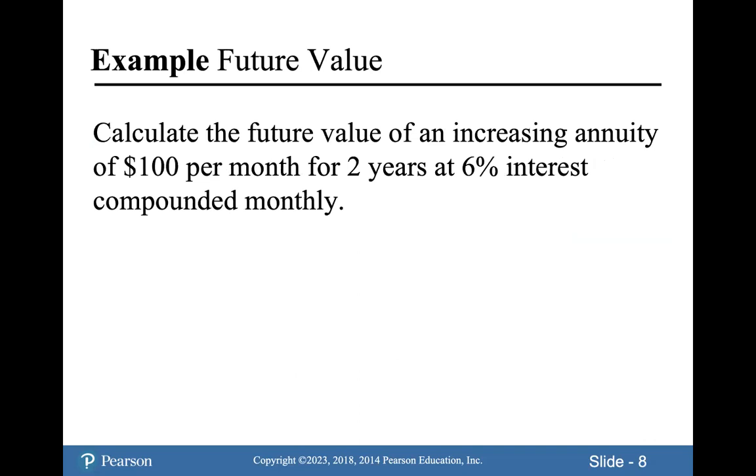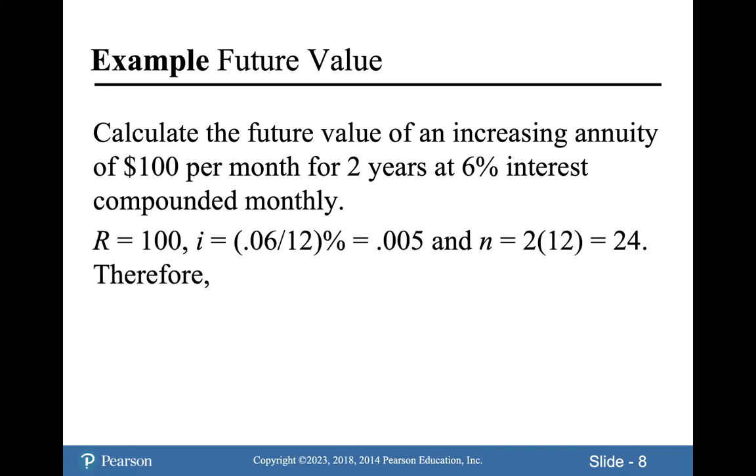In this example, we'll calculate the future value of an increasing annuity of $100 per month for 2 years at 6% interest compounded monthly. Capital R is 100. I is 0.06 divided by 12. Remember, I is the interest rate per period. So as a decimal, that comes out to 0.005. And n, the total number of payments, is 2 times 12, which is 24.